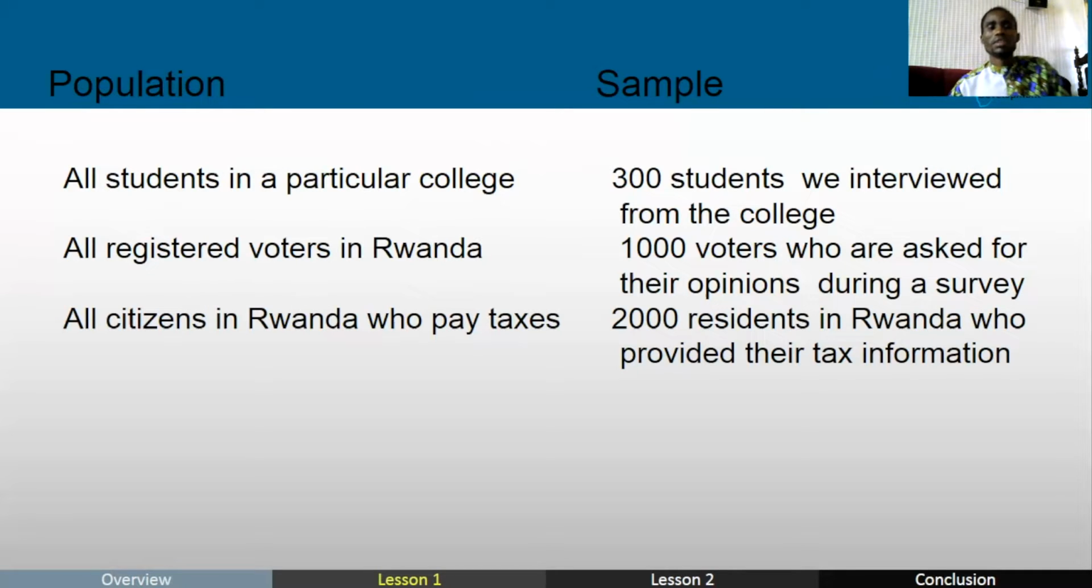In our last example, you want to get tax information for the whole population. Since it is difficult to interview each and every individual, asking how they pay their tax, whether they pay their tax, and the reasons why they don't, it would be hectic to interview the whole population of Rwanda. But you can decide to interview 2,000 residents. The 2,000 residents will give you the tax information. That is our sample. And all citizens in Rwanda who pay taxes are our population.